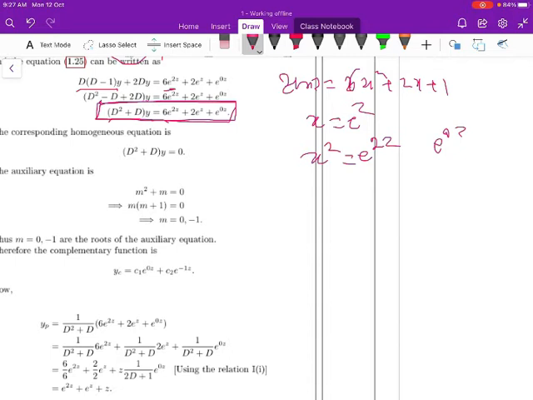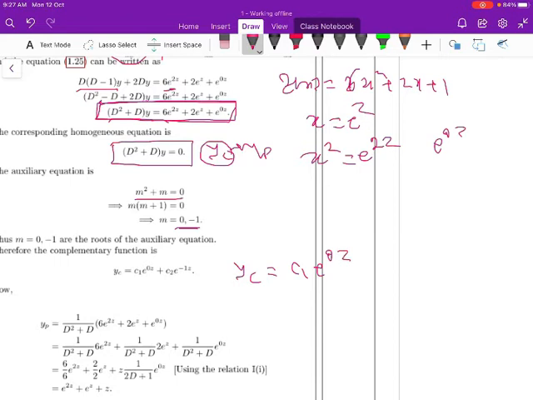The D² coefficient is 1 and the D coefficient is 1. So easily we can solve with the help of the earlier results. Now the general solution is again yc + yp. To find yc, consider the homogeneous differential equation, that is (D² + D)y = 0. Let us set the auxiliary equation m² + m = 0, m common, m(m + 1) = 0. So therefore 0 and -1 are the roots of the auxiliary equation.